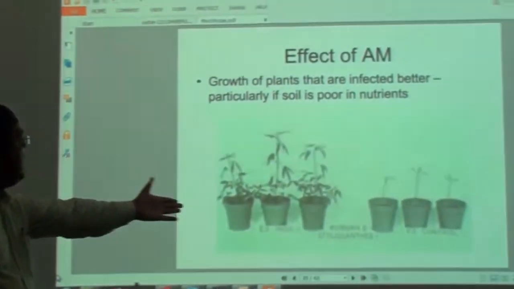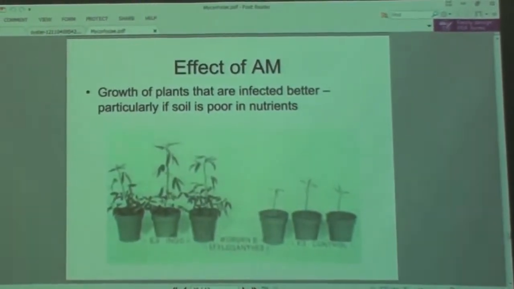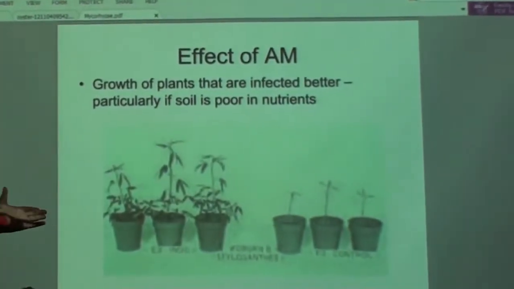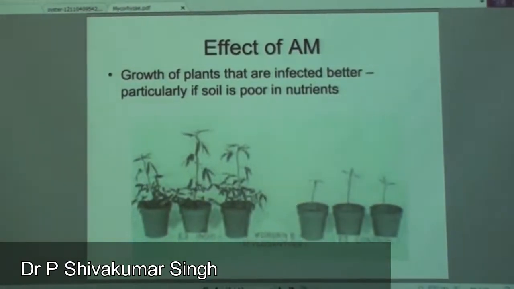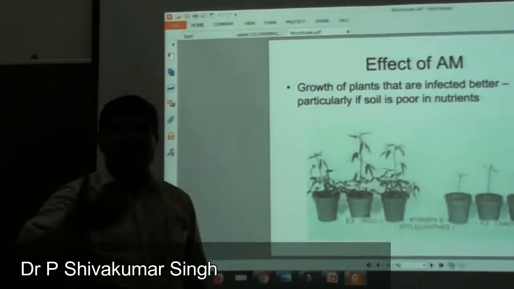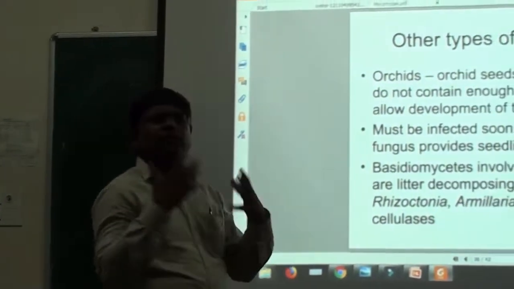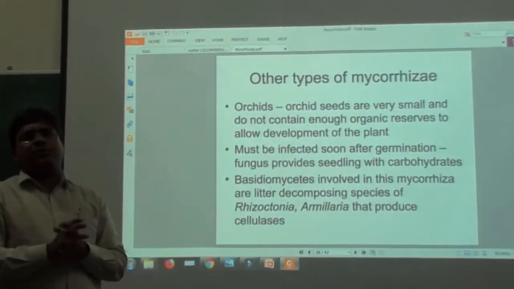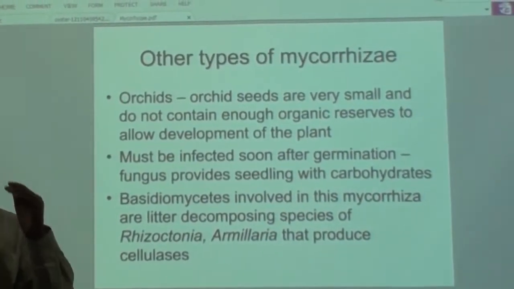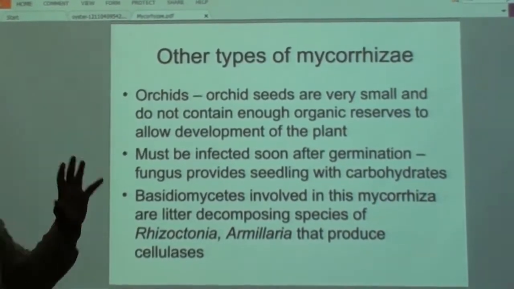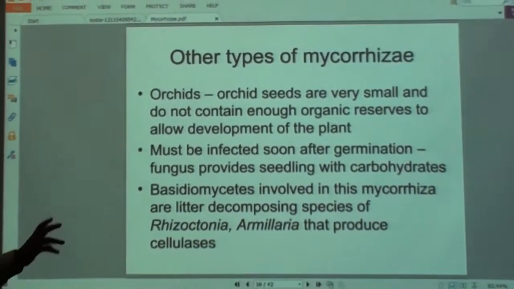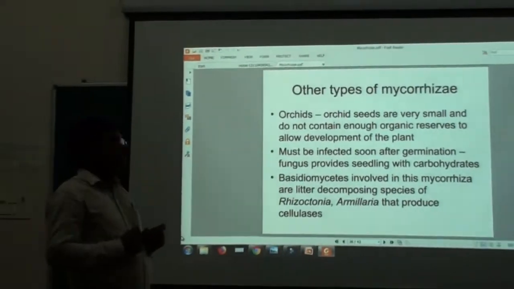And we can see here the plants with arbuscular mycorrhizal association and the plants without arbuscular mycorrhizal association; we clearly can see their growth rate and health conditions, everything. Of course, other than ectomycorrhizae, endomycorrhizae, and arbuscular mycorrhizae, we also have some other types of mycorrhizae. In the case of the other types, we will see it in the orchids.